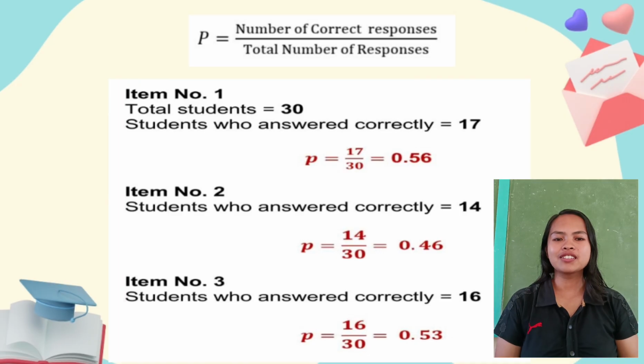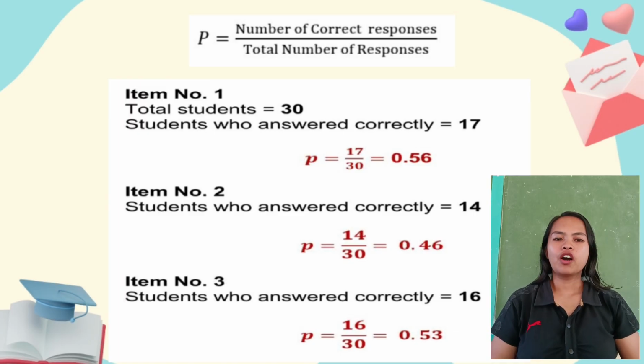The total correct answers of the students in item number 1 is 17. And we will divide it by 30. The result here is 0.56. Later, we will see it on the guidelines of where it belongs. On item number 2, the correct answer of the students is 14, and we will divide it by 30. The result is 0.46. And next, we'll proceed to item number 3.